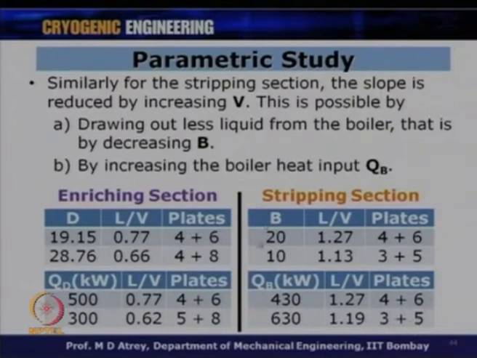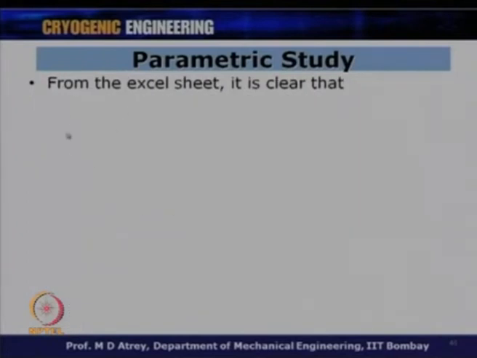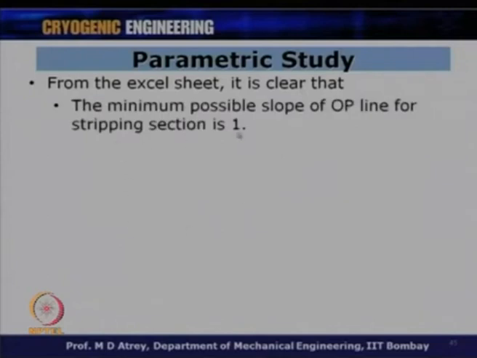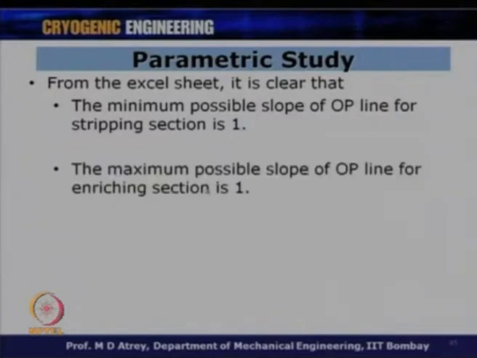So, please understand what happens if I do an L by V change in the enriching section and if I do an L by V change in the stripping section. This is what it shows. Extending the parameter study, from the Excel sheet it is clear that the minimum possible slope for the operating line for the stripping section is 1, which is when it approaches the y is equal to x line, while the maximum possible slope for the operating line for the enriching section is going to be 1. So, for the operating line for the enriching section, it will have a maximum slope equal to 1, while for the stripping section, if I reduce the slope, the minimum value that can come is 1.